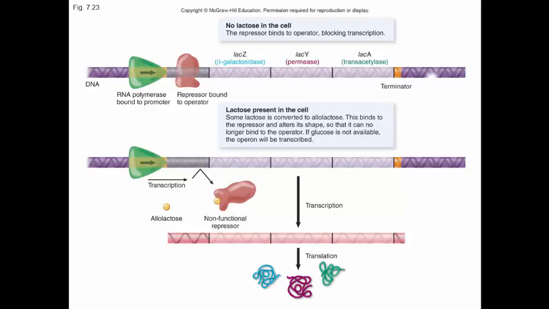Now, lactose present in the cell. Some lactose is converted to allolactose. The allolactose will bind to the repressor and alter its shape so that it can no longer bind to the operator. Now, it doesn't bind. If glucose is not available, the operon will be transcribed.